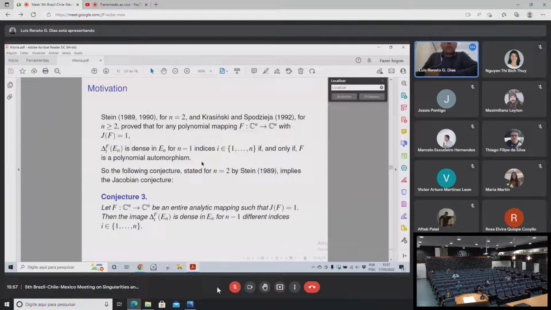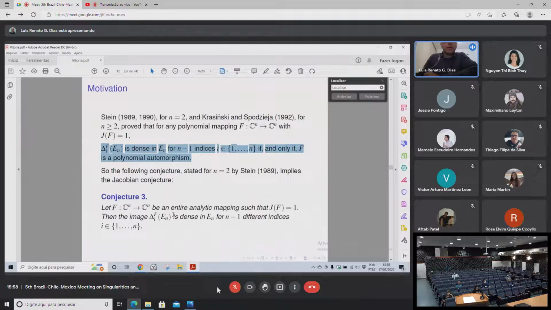With this result, it is found that the following conjecture implies the Jacobian conjecture. The conjecture is exactly this: take an analytic mapping F from C^n to C^n such that the determinant of the Jacobian matrix of F is equal to one; then the images of the n minus one operators are dense in E_n. If this conjecture is true, by this result, the Jacobian conjecture is true. Just a remark.